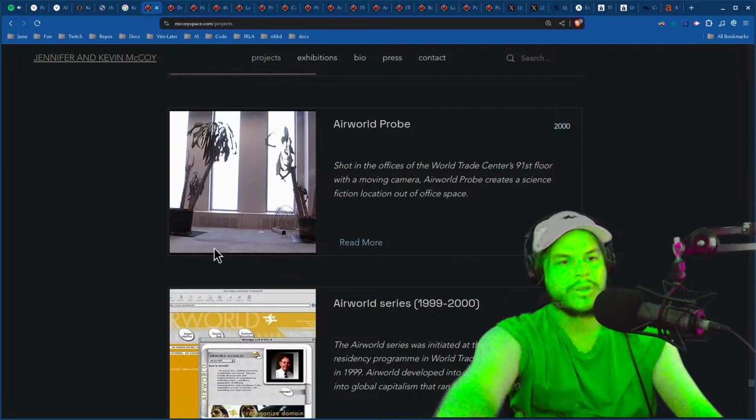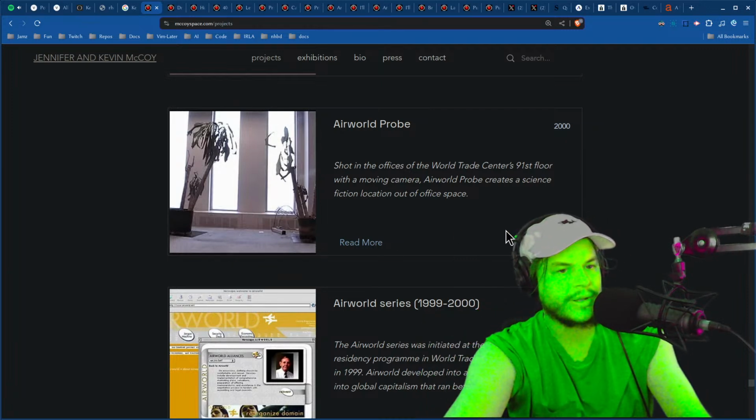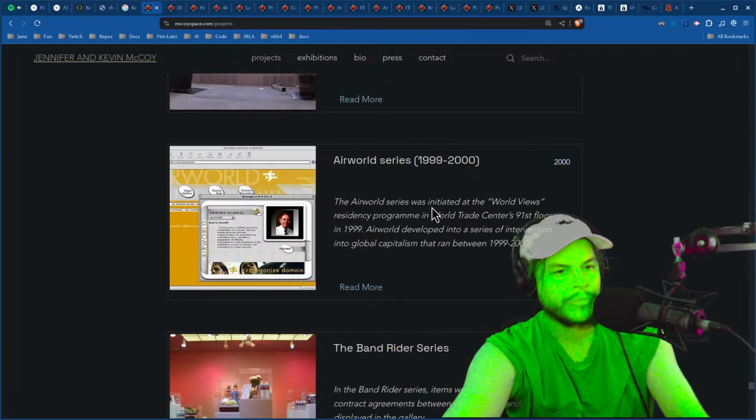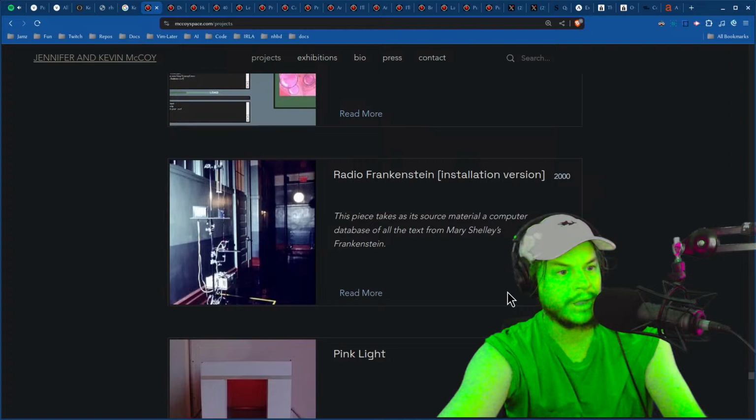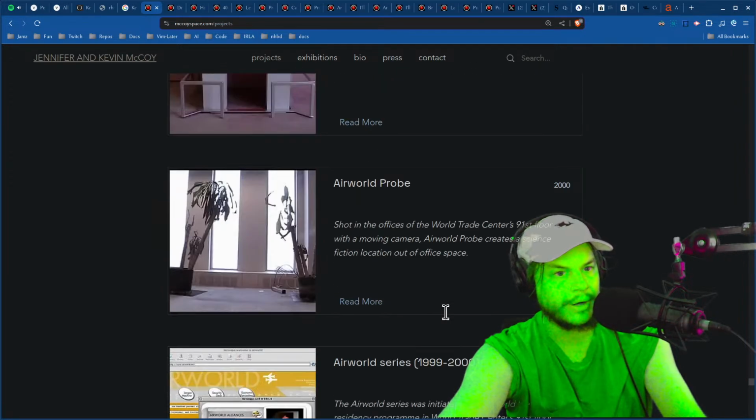Shot in the office of the World Trade Center's 91st floor with a moving camera, it provides a science fiction location out of office space. So the Airworld series was initiated with Worldview's residency program, and it says it developed into a series of interventions into global capitalism that ran between 1990 and 2000. Before 2001, everything had changed once we hit this little 2001 right here, and then all of a sudden we're on movies.